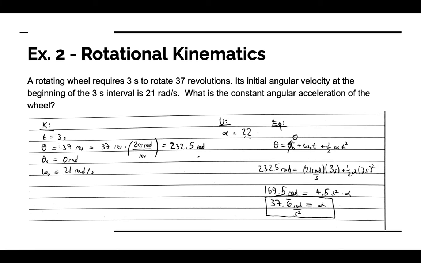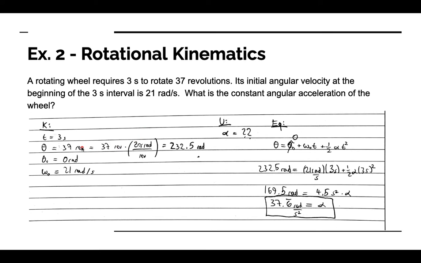The first thing we need to do is write down our knowns and unknowns. We know that our time is 3 seconds. We know our initial angular position is 0 radians, just the same way that we can say our initial translational position is 0 meters. And we know that our initial angular velocity at the beginning of the 3-second interval is 21 radians per second. Now, the rotating wheel goes through 37 revolutions, which gives us our final position. Revolutions tell us how far we travel in terms of an angle.